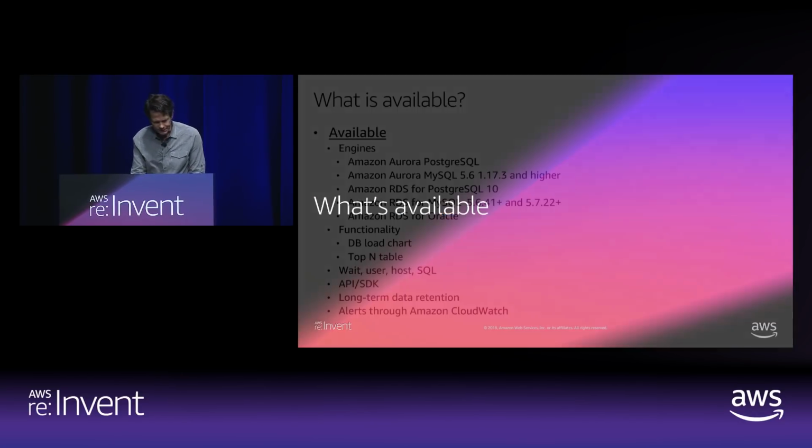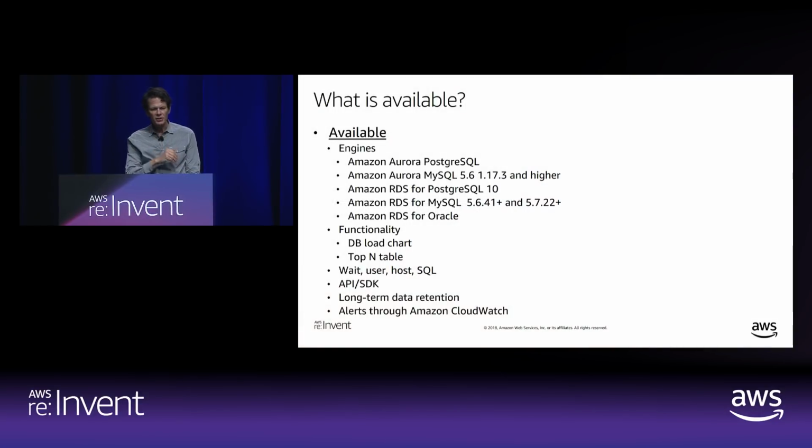Okay, what's available? The engines released so far I've mentioned before, but here we have them in detail. We support all versions of Aurora Postgres. On Aurora MySQL, it's just Aurora MySQL 5.6, 1.17.3 and above. We're working on 5.7.